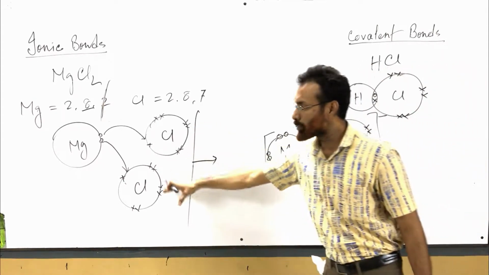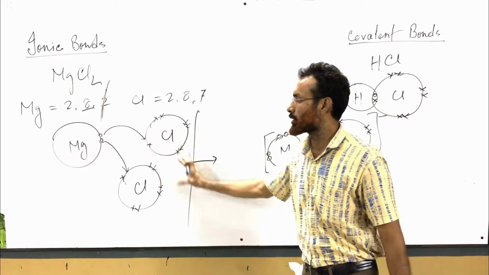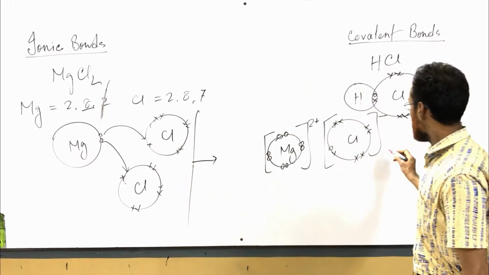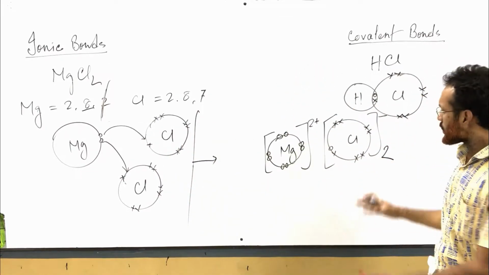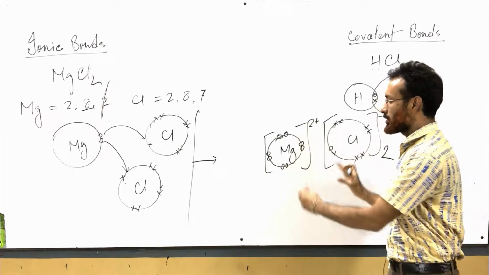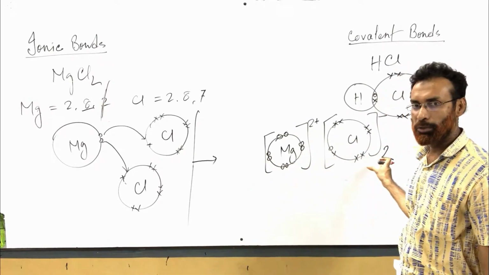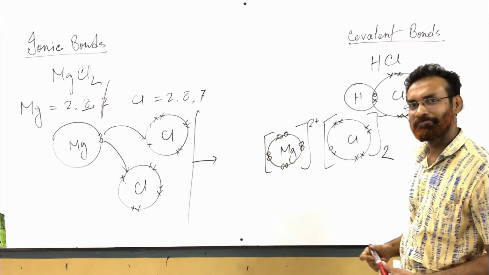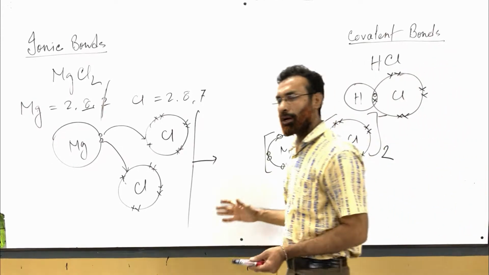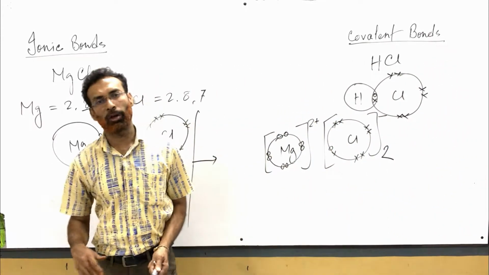So certainly you have 2 chlorides side by side, 2 chlorides together gaining the electrons of magnesium. So I give here 2. You can also draw 2 chlorides side by side, or you can just give here 2. So this is magnesium chloride. So this is how we draw a dot and cross diagram of an ionic compound.